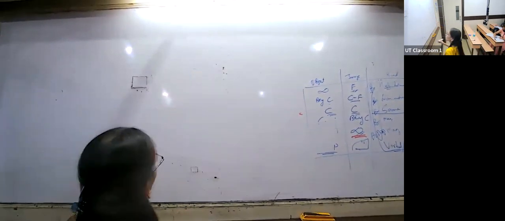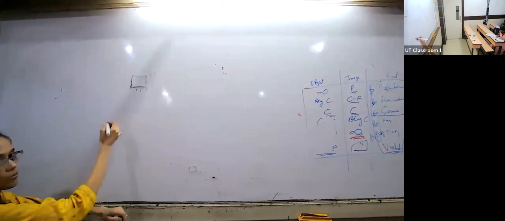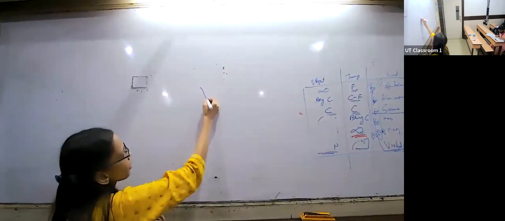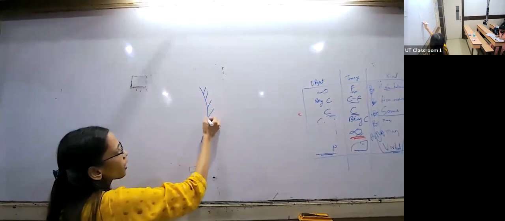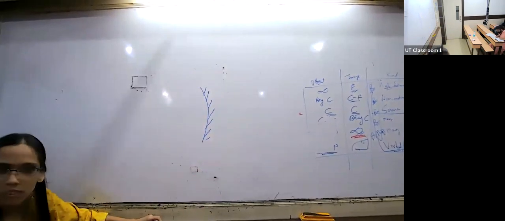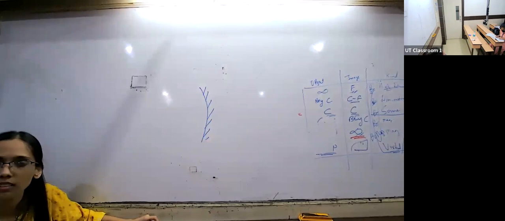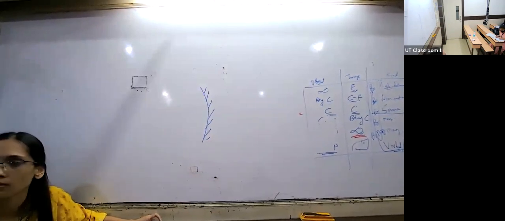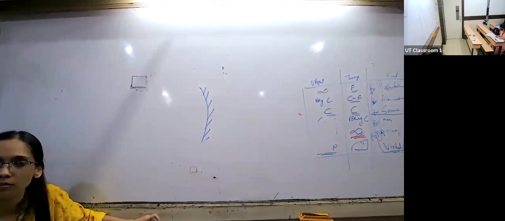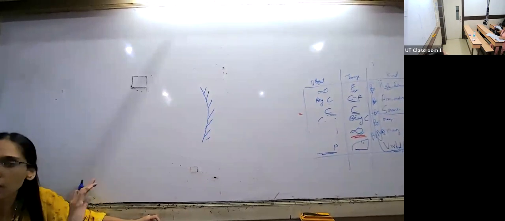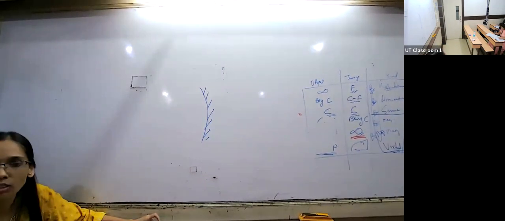An object is kept 40 centimeter in front of a concave mirror of focal length 20 centimeter. Find the position and nature of the image. Draw a ray diagram to show the formation of image in this case. Okay, so let's do the first thing. The mirror is a concave mirror. I have drawn the concave mirror.